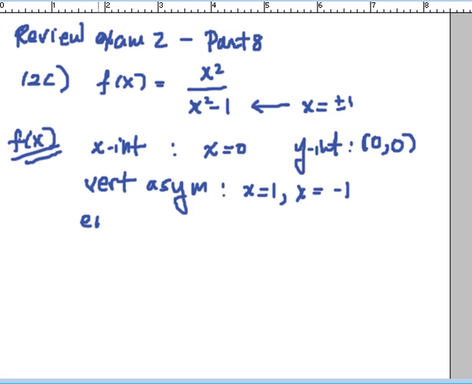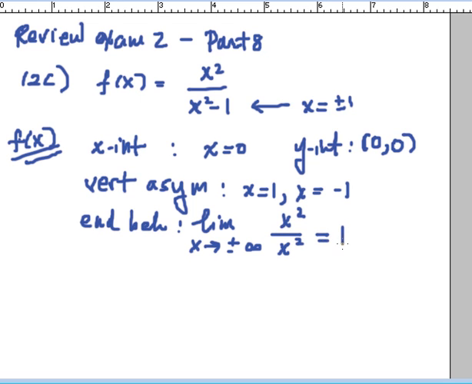All right, and then let's talk about the end behavior. Well, the limit as x goes to infinity and minus infinity, in this case it's the same, of x squared over x squared, just taking the leading terms, is equal to 1. Okay, that means we do have a horizontal asymptote of y equal to 1, that horizontal line.